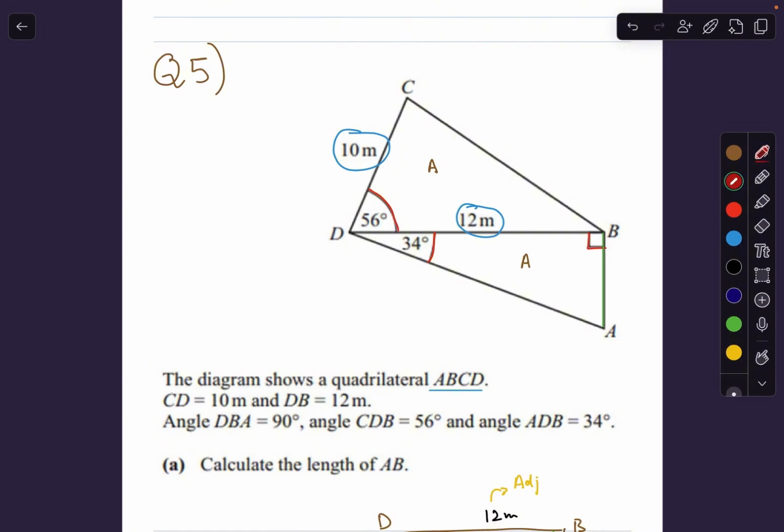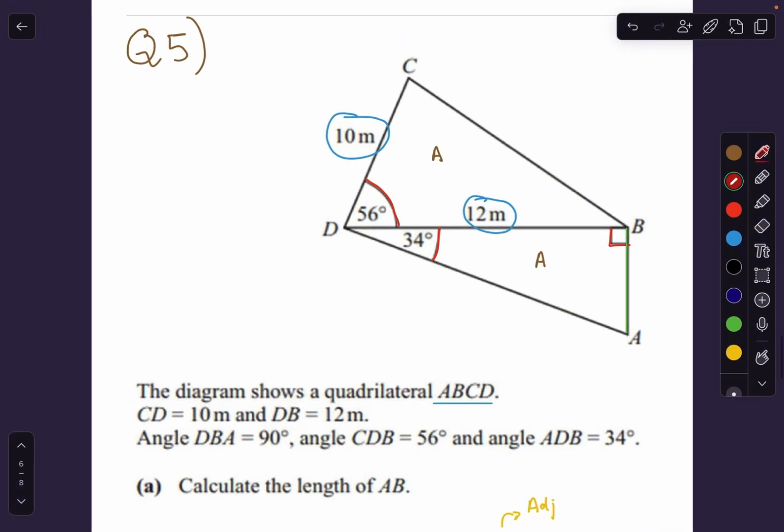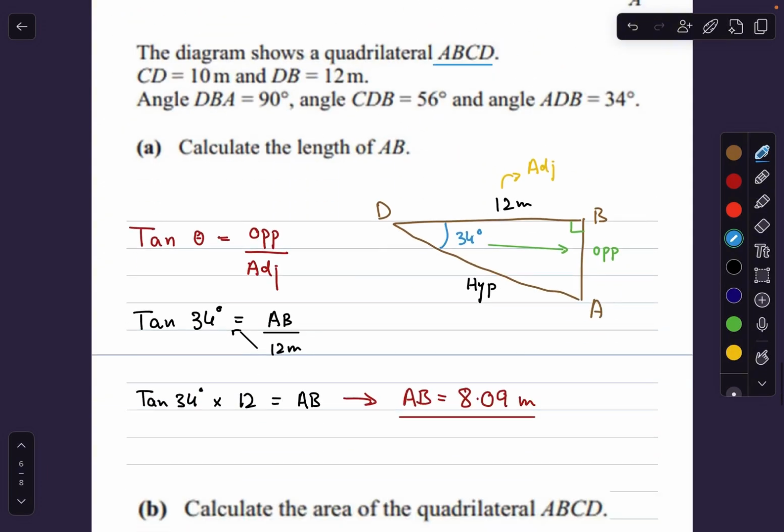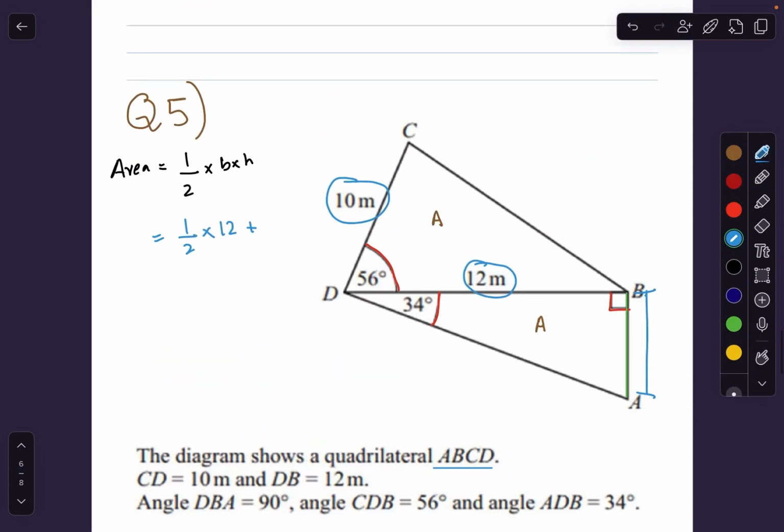To get the area of ABD, we can just take it like this. We can simply see that the base over here is 12. The formula we use for the area of a triangle is 1/2 times base times height. This is a right angle triangle, so 1/2 times the base, which is 12, and the height here is AB, which we have already got in part A, 8.09. So when you multiply this all, you'll get the area of ABD, which would be 0.5, because 1/2 is 0.5, times 12 times 8.09.